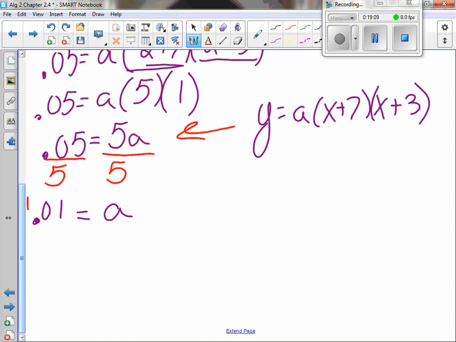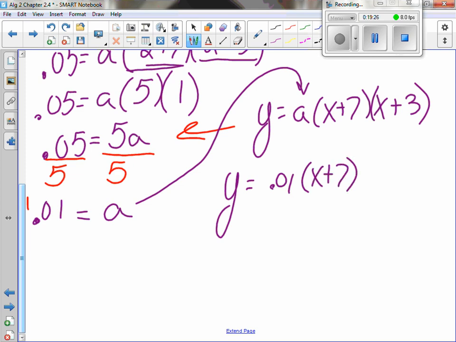So our starting equation, before we solved for the value of A, was y equals A times (x plus 7) times (x plus 3), yes? So what do we need to do? I need to plug it in. So y equals 0.01 times (x plus 7) times (x plus 3).